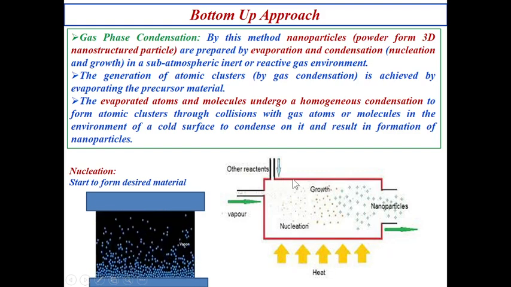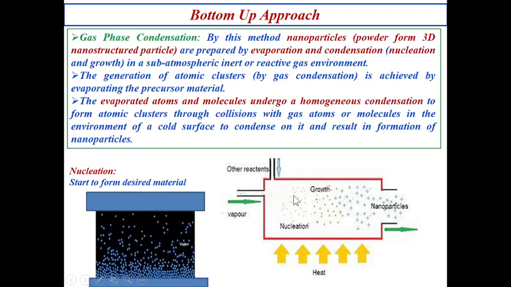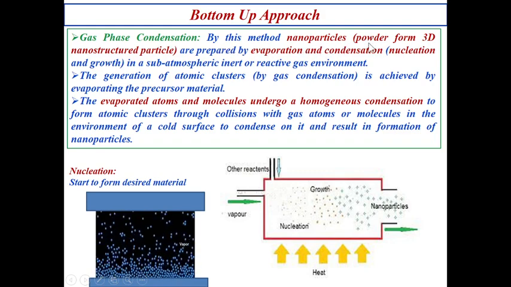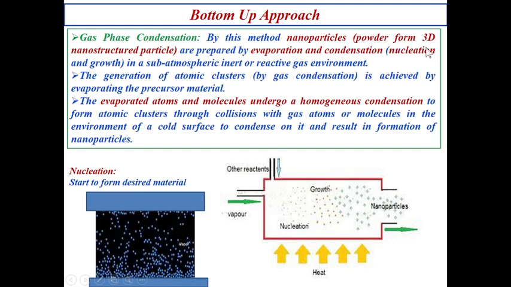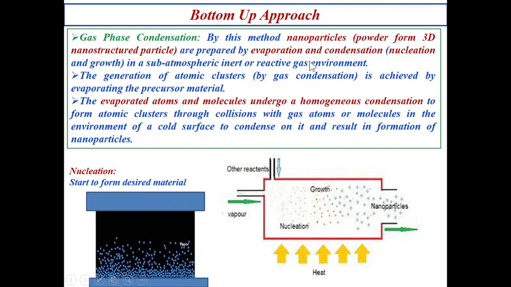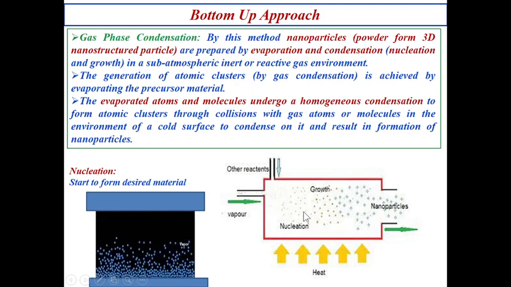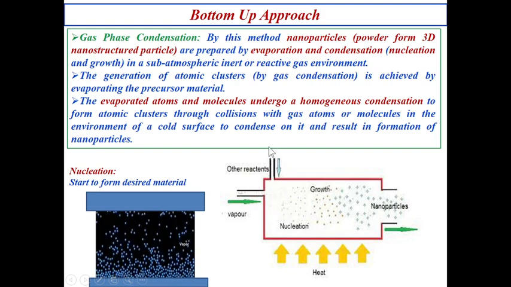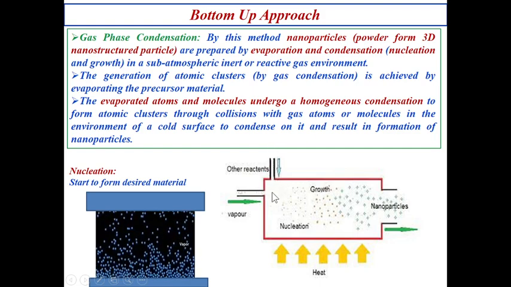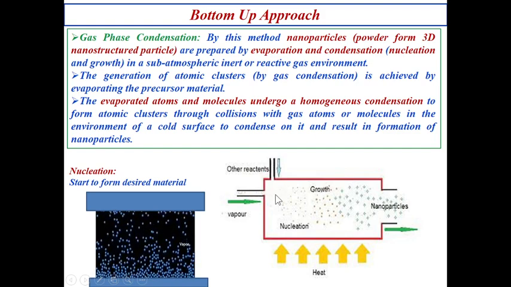What is going to happen? Whatever material I put along this way, all the material is going to be vaporized. By this method, nanoparticles in powder form, that means 3D structured particles, can be obtained, prepared by evaporation and condensation. So first we have to evaporate the material we insert through this valve. Through this valve we insert the precursor material, meaning raw material.